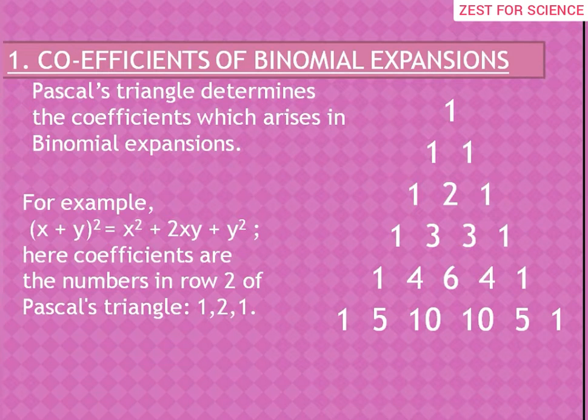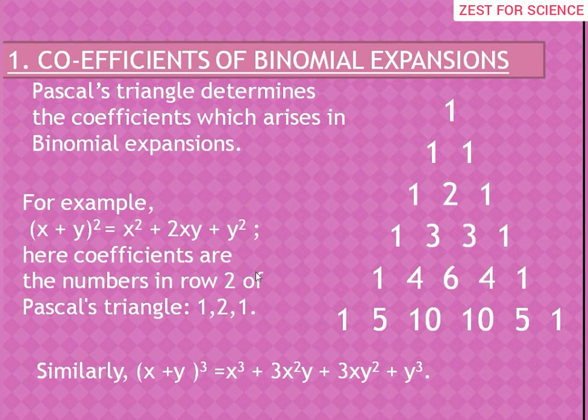For example, you know (x plus y) whole squared equals x squared plus 2xy plus y squared. Here the coefficients are the numbers in the second row of Pascal's triangle: 1, 2 and 1. Similarly, (x plus y) whole cubed equals x cubed plus 3x squared y plus 3xy squared plus y cubed. That is, the coefficients in the third row: 1, 3, 3, 1. And similarly, we can construct other powers.